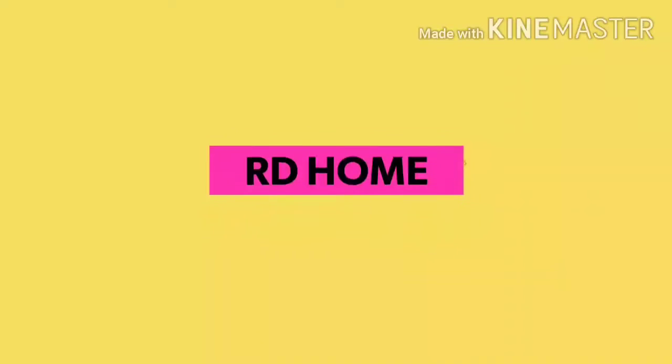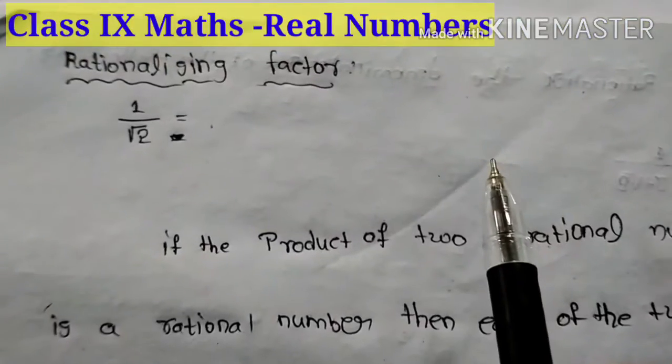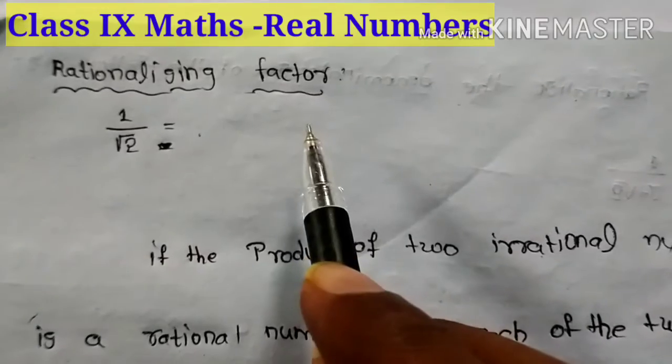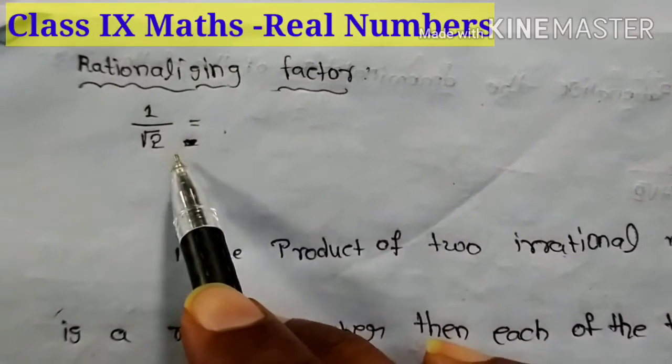In this video, we will discuss class 9th maths real numbers. Now you can see here, rationalizing factor. First of all, I am giving here one fraction, that is 1 by root 2.